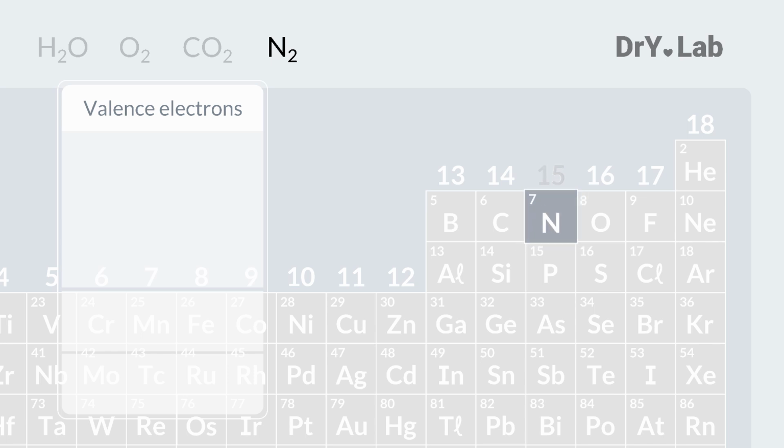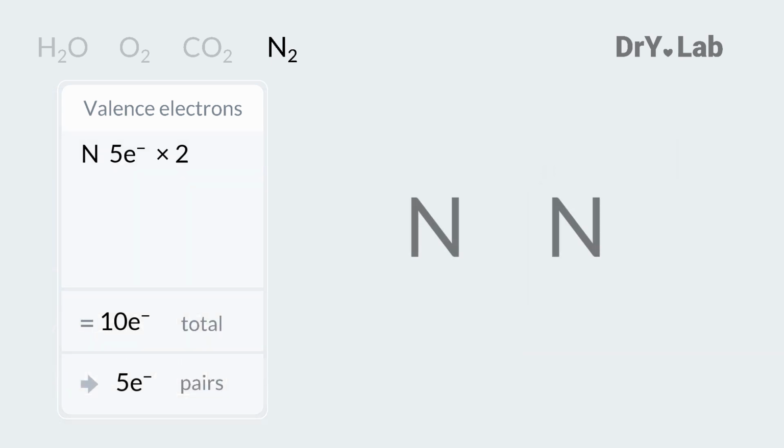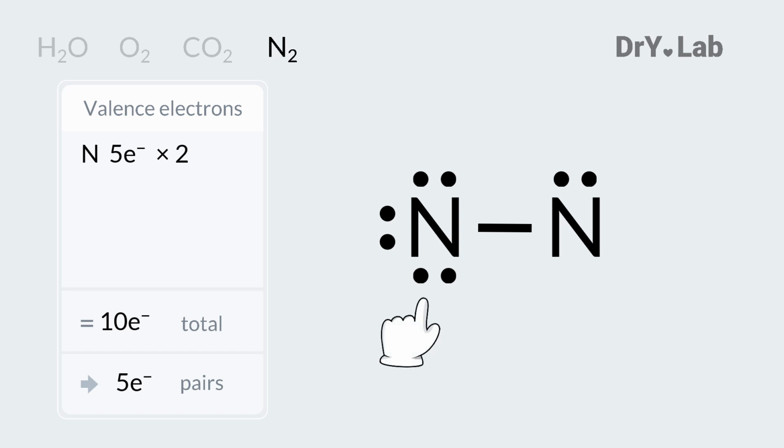Nitrogen is in group 15, 5 valence electrons, and there are 2 nitrogen atoms. Altogether, there are 10 electrons, or 5 electron pairs. Connect the 2 nitrogen atoms with a single bond, and then distribute the remaining electrons as lone pairs around either of those 2 nitrogen atoms so that they have an octet, until we run out of electrons. This nitrogen has a lot of electrons, but this one does not. Get the one with more electrons to share with the one that has less. Move one of the lone pairs to become a bonding pair.